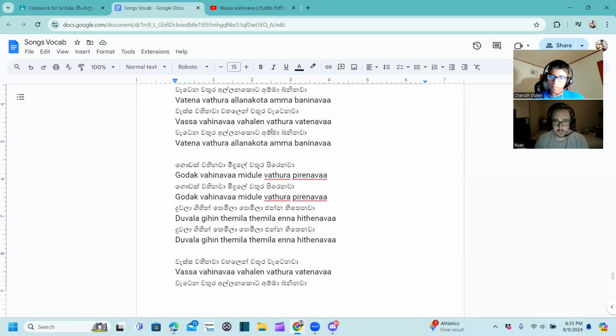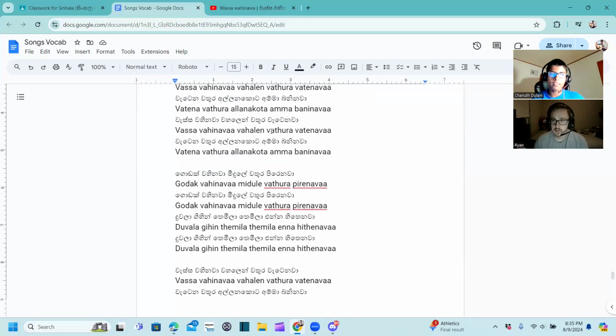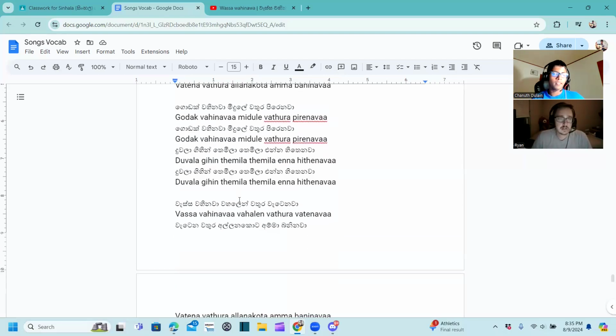So "vatura." I learned it as water, and I thought it was "watura." It's "vatura." Okay. So, "Godak Vahinava Midule Vatura Piranava." So it's raining a lot, and then the garden is filling with water.